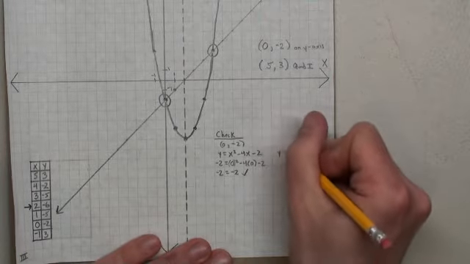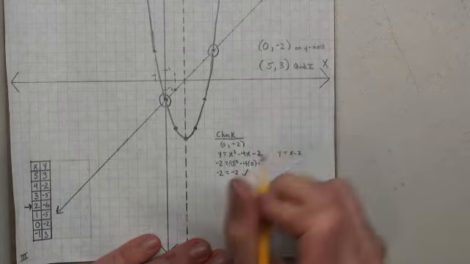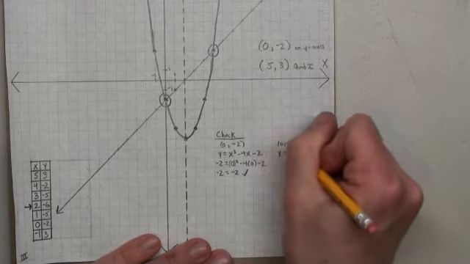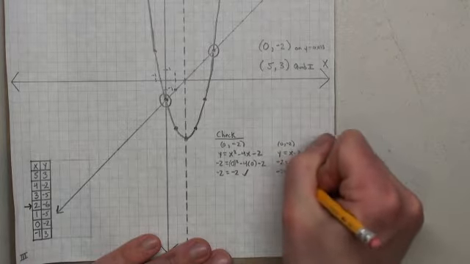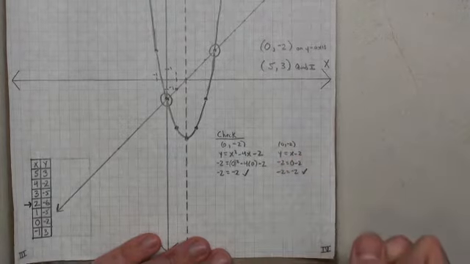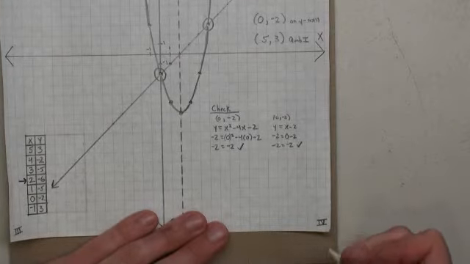Now let's also check it in the other equation. y equals x minus 2. And we're checking again 0, negative 2. So negative 2 equals 0 minus 2. Negative 2 equals negative 2. That checks. Now let's check the other point.